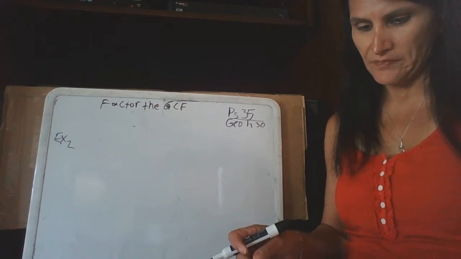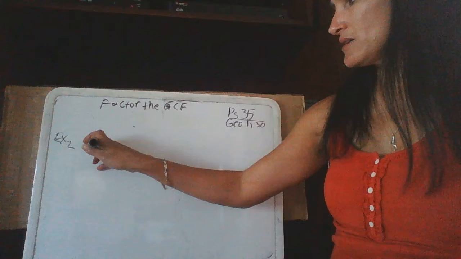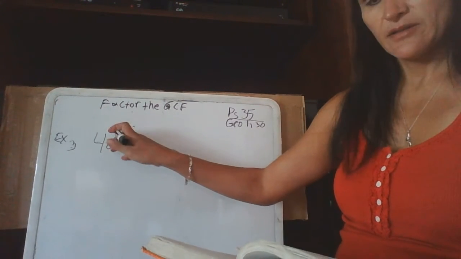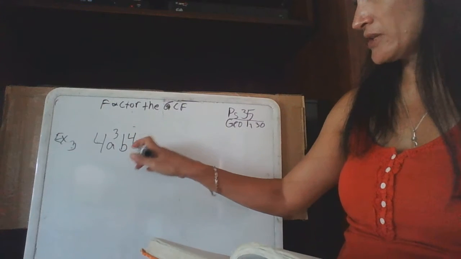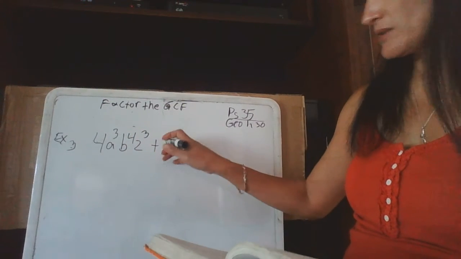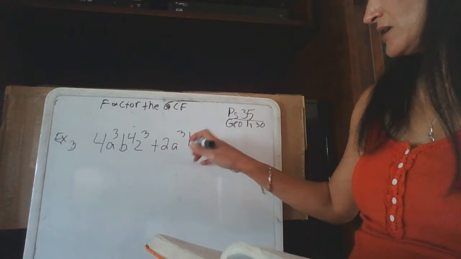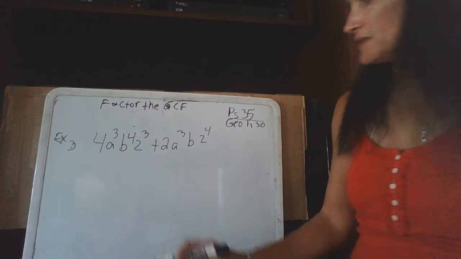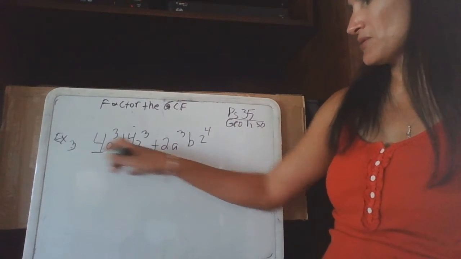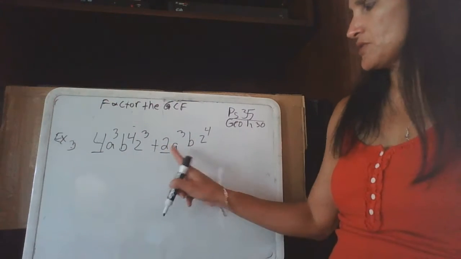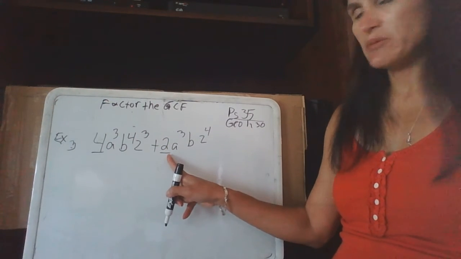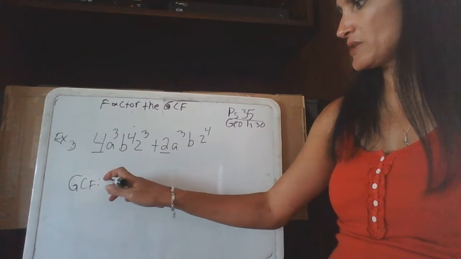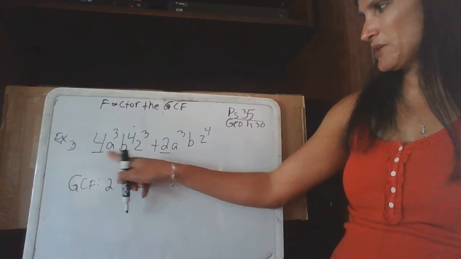This is going to be example 3: 4a to the third, b to the fourth, z to the third, plus 2a to the third, b, z to the fourth. Now I'm going to start with my coefficients 4 and 2. The 2 is smaller than the 4, so my factor can't be bigger than this. So the greatest common factor is going to be 2. Now I compare my a's.